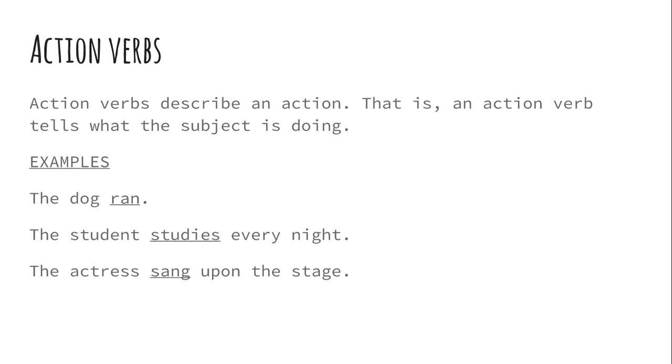An action verb describes an action. That is, an action verb tells what the subject is doing. For example, the dog ran. The student studies every night. The actress sang upon the stage.